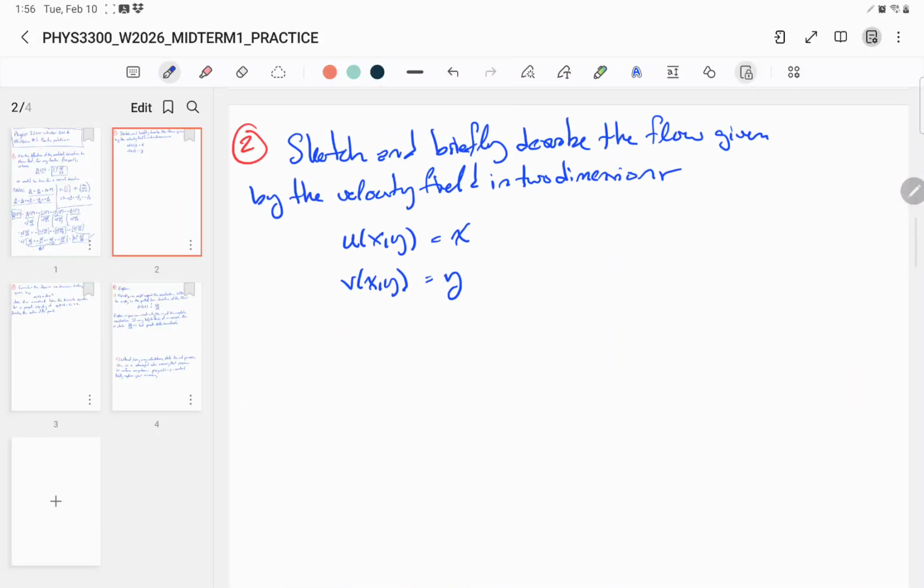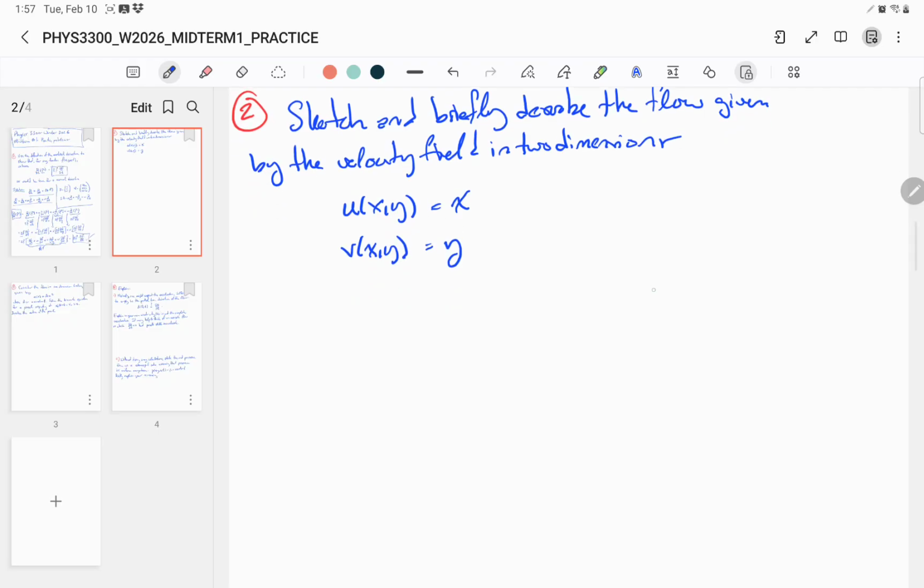Okay, next one, sketching a flow. So sketch and briefly describe the flow given by the velocity field in 2 dimensions, u of x and y equals x, and v of x and y equals y. So what's our solution? So we want to sketch this on the xy plane.